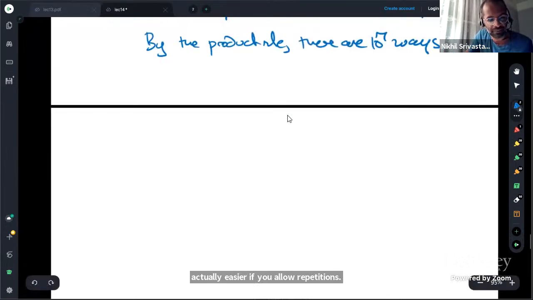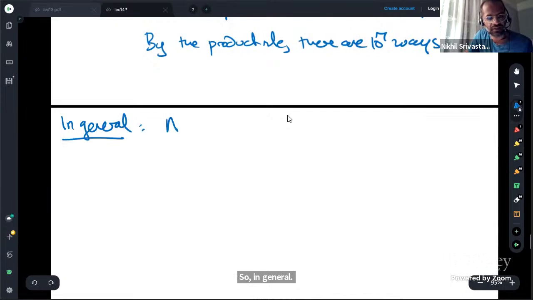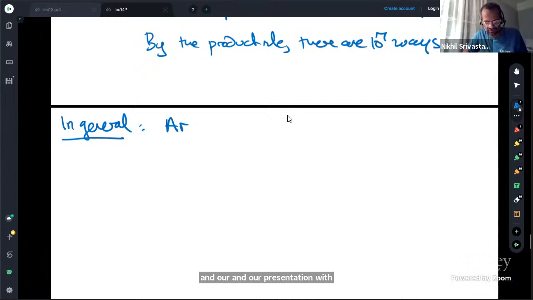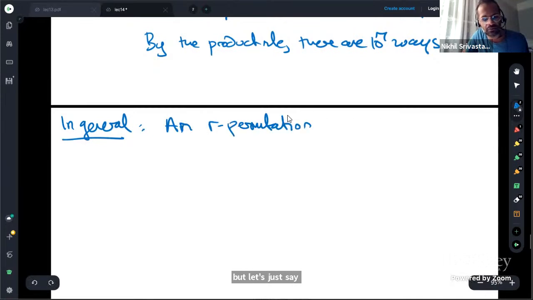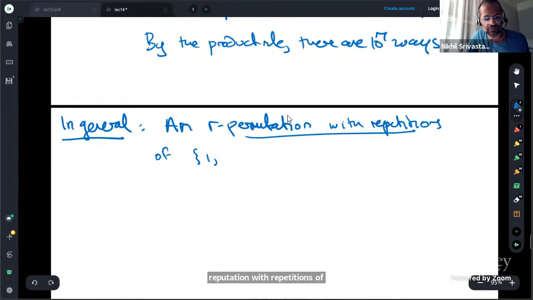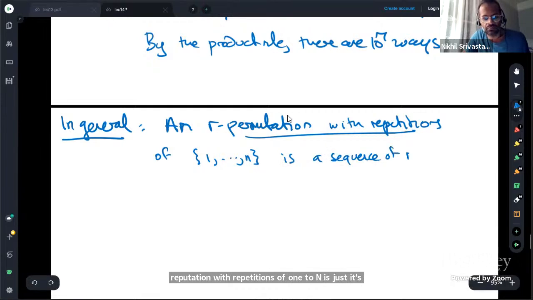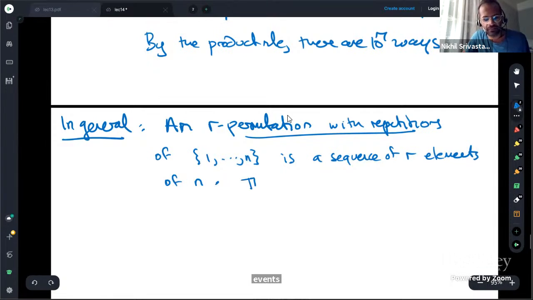So in general, a permutation with repetitions, the terminology here gets a little bit annoying, but a permutation with repetitions of 1 through n is just a sequence of r elements of n, not necessarily distinct. And the number of them is always just n to the r. So this is actually really easy. It's even easier than just permutations.